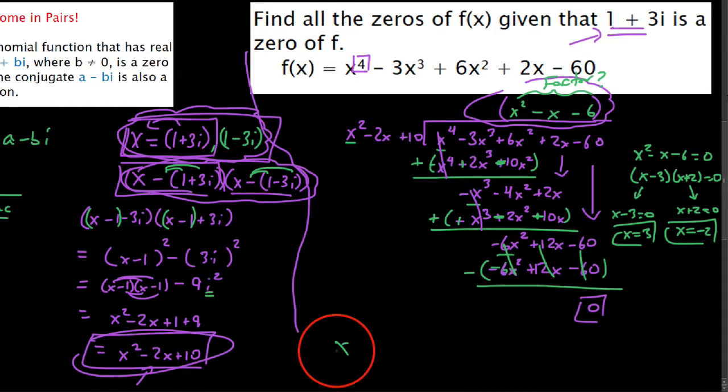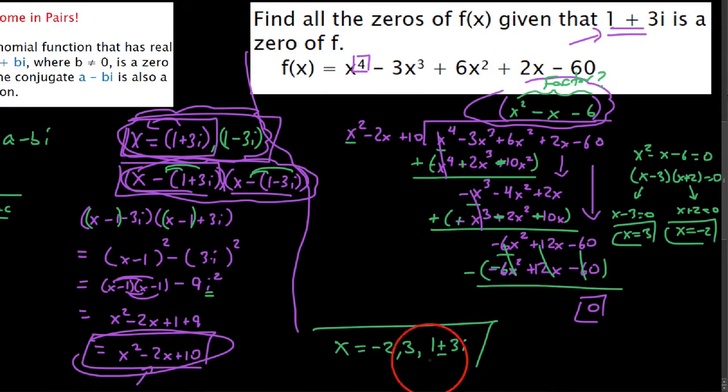So a grand total of how many zeros here? Well, we got 4 total zeros. We were guaranteed to get 4. And we said that negative 2 and positive 3 were our real ones. We were told that 1 plus 3i was a 0 right off the bat. And because 1 plus 3i is a complex 0, we know that 1 minus 3i, or its conjugate, has to be the other 0 because they occur in pairs.